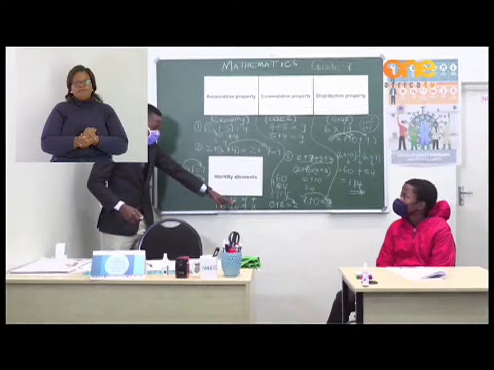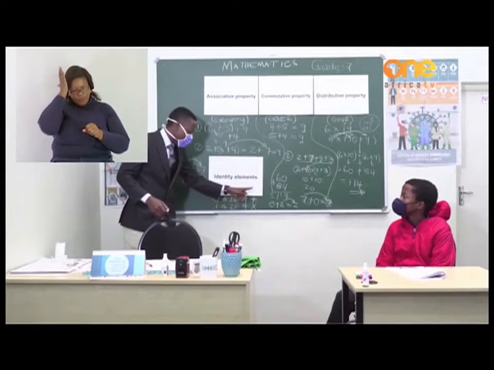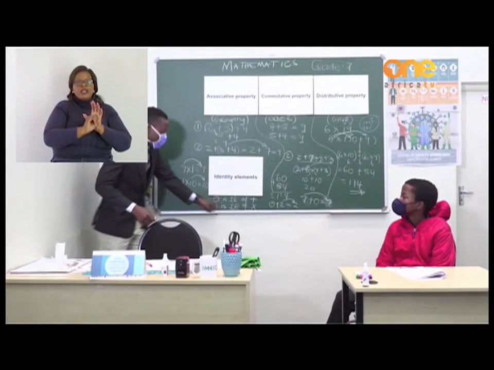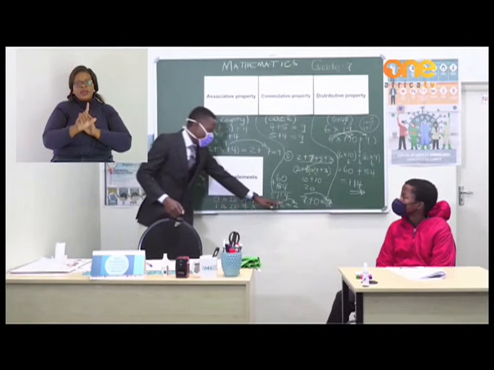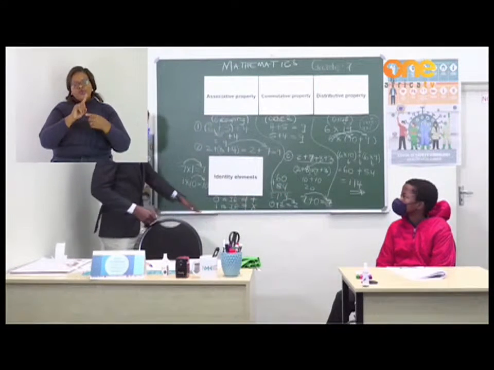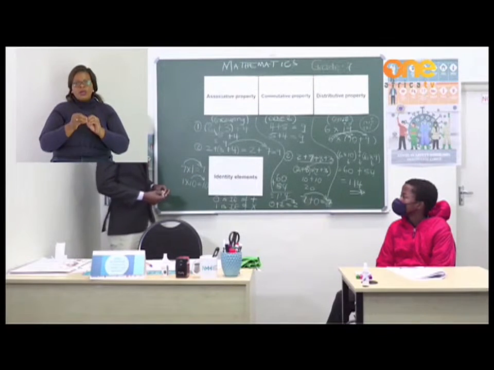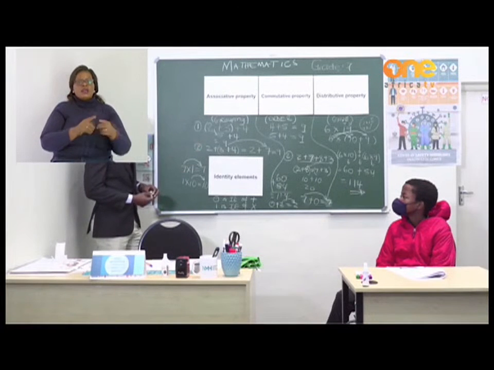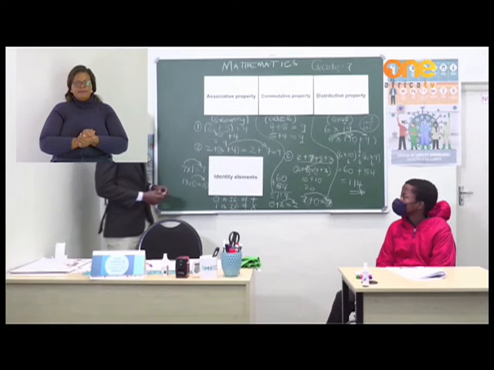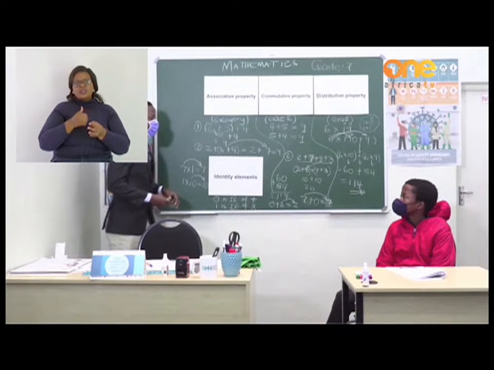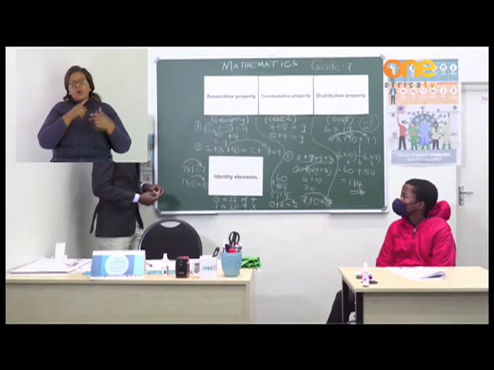So this must be fixed in the head that 0 is an identity element of addition and 1 is an identity element of multiplication. Why? Because if you add 0 to a number, you get that number. If you multiply a number by 1, you get that number. So I believe my explanation will help you to do the activity in the book. If you do not understand, repeat and watch the video over and over so that you can understand this much better.